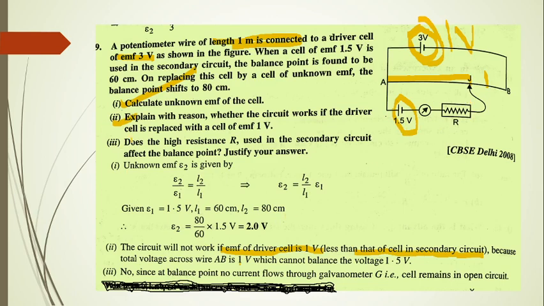Then the third question: does the high resistance R from the resistance box used in the secondary circuit affect the balance point? Justify your answer. When the balance point is obtained, the current through the galvanometer is zero. Zero current means no current flows through this resistance R. So no, it will not affect the balance point. Since no current flows through the galvanometer at the balance point, the cell remains in open circuit, meaning no current flows through it, so it will not affect the circuit.